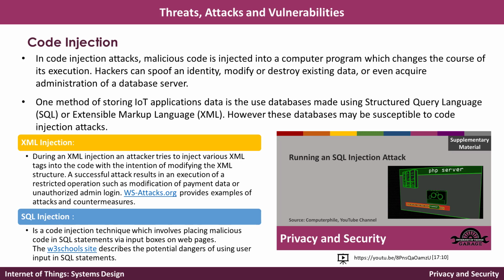There are two common types of code injection: XML injections and SQL injections. To better understand how these injections work, please go and watch this video. It will explain how these work in a practical scenario where someone is trying to do a code injection on a dummy or demonstrable retail web application.